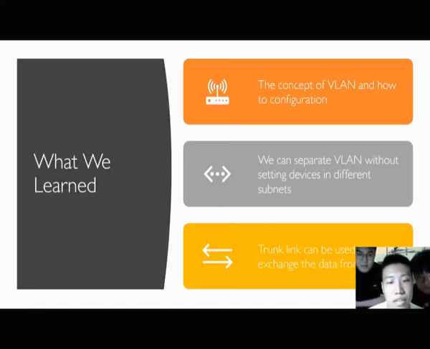The trunk link can forward traffic for multiple VLANs. The data frame in the trunk link contains the VLAN ID in the Tag Control Information, the TCI, to identify which VLAN the data should be forwarded to. This feature can reduce the processor and bandwidth usage.